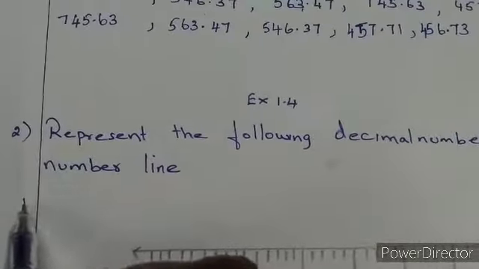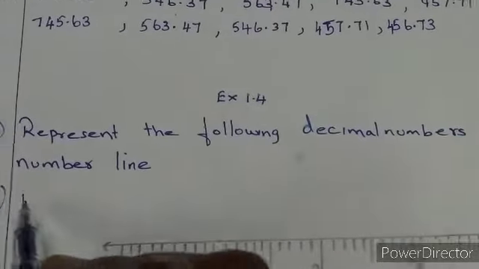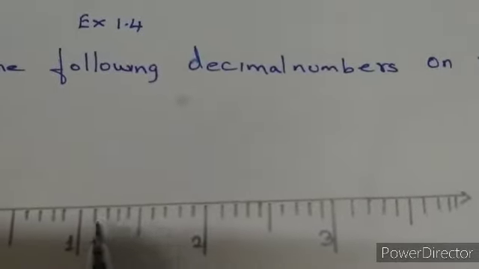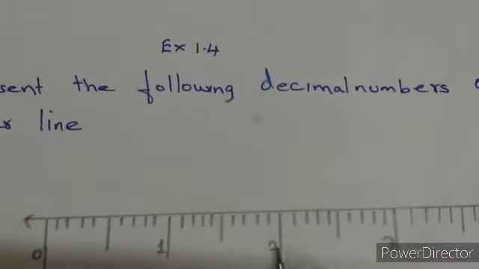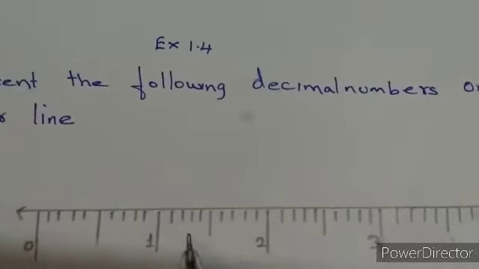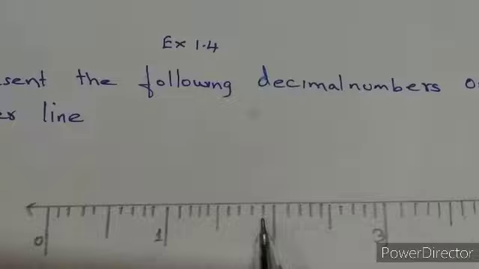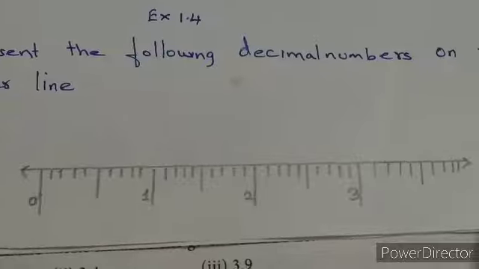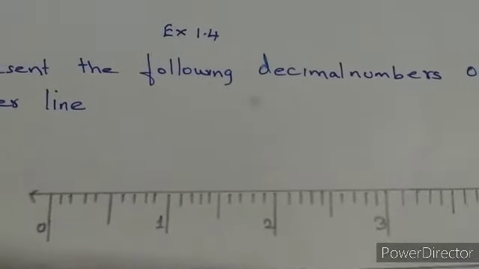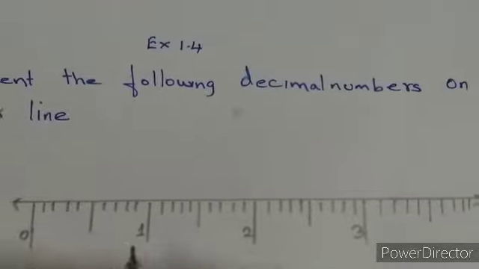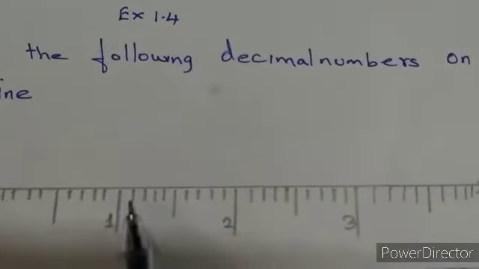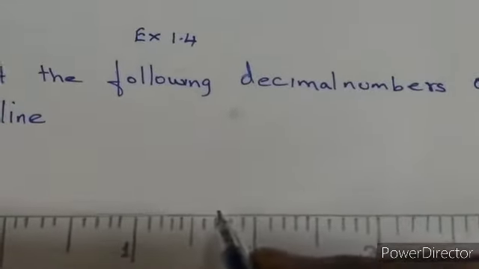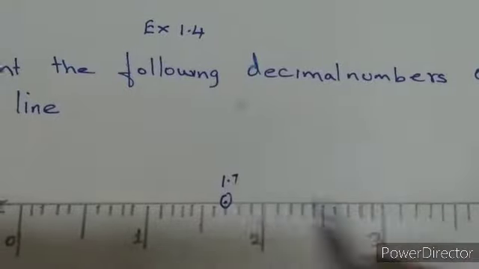The given question in the first subdivision is 1.7. So here, this is the decimal part and this is the whole number part: 1, 2, 3, 4 are all whole number parts. In between 1 and 2 is the decimal part. Here 1.7 is given in the question. First step, draw a number line like this, same as on your scale. Now 1.7: 0.1, 0.2, 0.3, 0.4, 0.5, 0.6, 0.7. There you have to keep a dot and write 1.7.